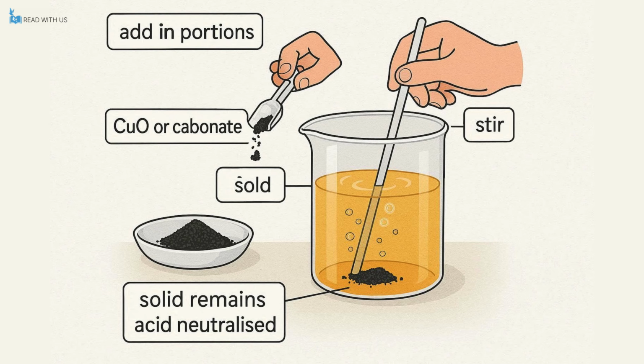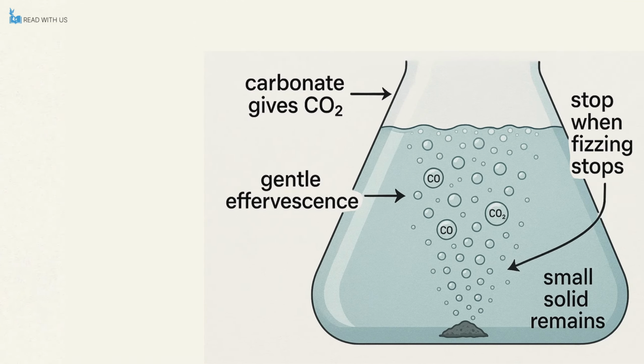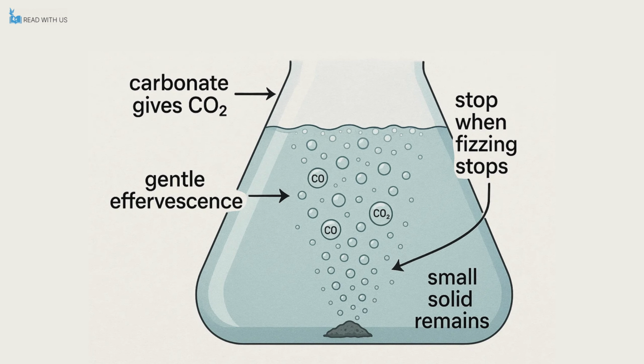Next, add small spatula portions of powdered copper-2 oxide or carbonate while stirring until the solid stops disappearing and a little black solid remains, showing that the acid has been neutralized. If using a carbonate, expect gentle effervescence of carbon dioxide and continue adding portions until fizzing no longer occurs and a small amount of solid remains unreacted.